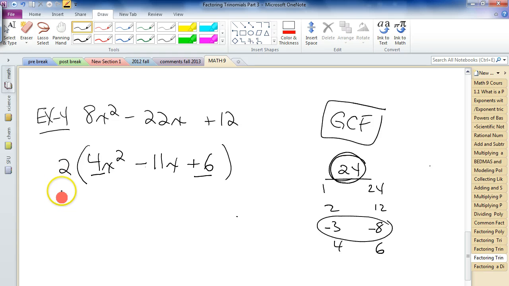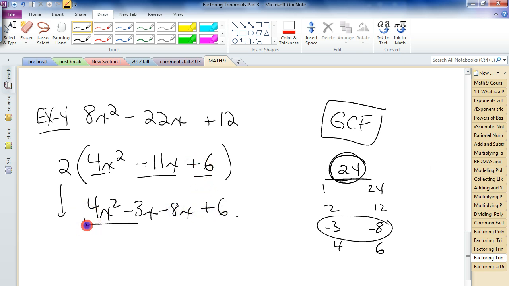So I rewrite it. I'll remember the 2. And when you're left with 4x squared, rewriting this with those, I'm left with negative 3x minus 8x plus 6. Let's group this pair, group that pair. What can I pull out of here? Just an x. X times what gives me 4x squared? 4x. X times what gives me negative 3x? Negative 3. What can I pull out of here? Well, there's the minus sign. Let's leave that there.